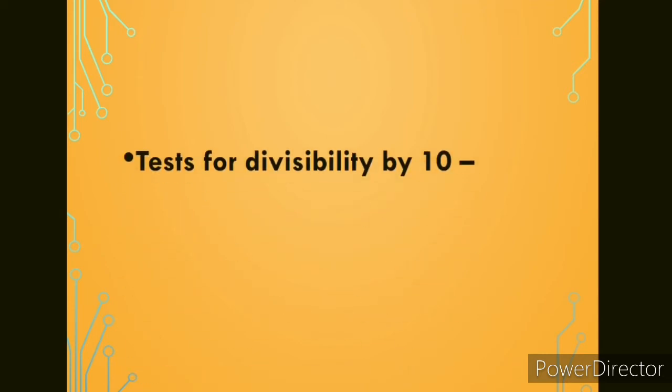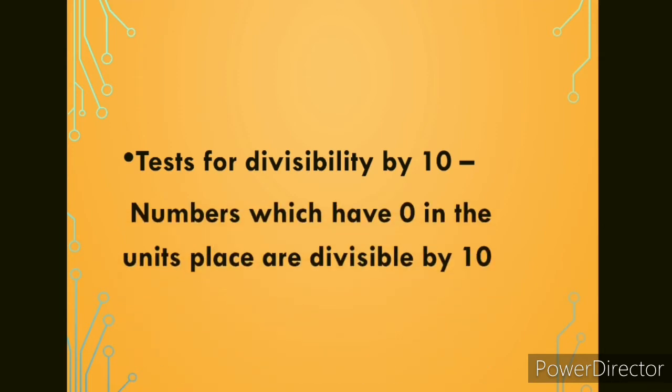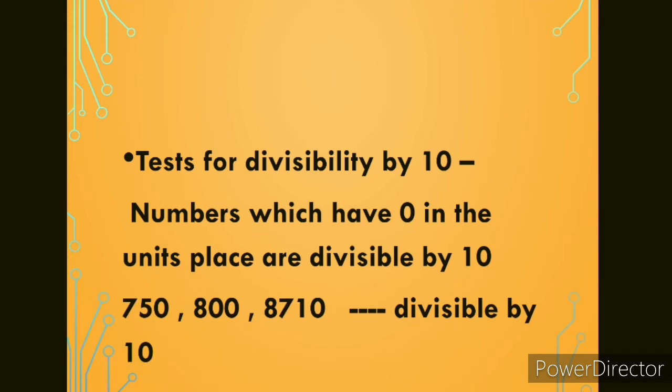Next one, test for divisibility by 10. This is the easiest one. You must have done this also. Numbers which have 0 in the unit place are divisible by 10. For example, 750, 800, 8710, these numbers are all divisible by 10 because they have 0 in the unit place.